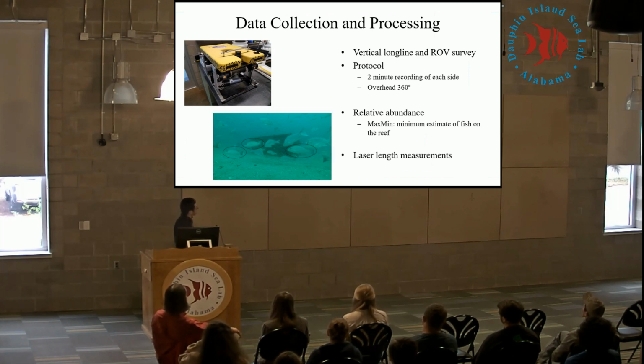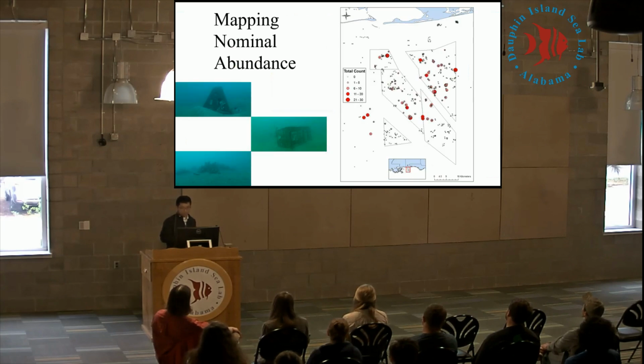So there's gray snapper, there's red snapper. And after that, if they are present, then I'll look through the entire video, take 5 counts where I think they're the highest in abundance, and from those, I'll take the highest one and use that as my max min count, which is essentially just a conservative minimum estimate of fish on that reef. And this is going to be of relative abundance because you don't know if there's fish off to the side here, off the side here, or up here. And finally, I'll also be incorporating laser length measurements from the ROV into this chapter.